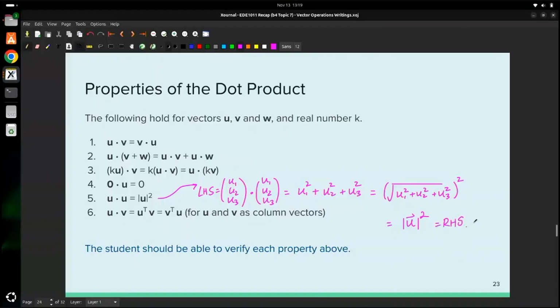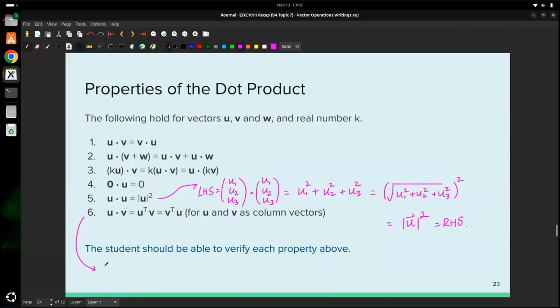Okay? And then actually for 6, this one is easy also. Okay, 1 to 4 is very easy, too easy probably. Then this 6 is also very easy because it just makes use of matrix multiplication, right?